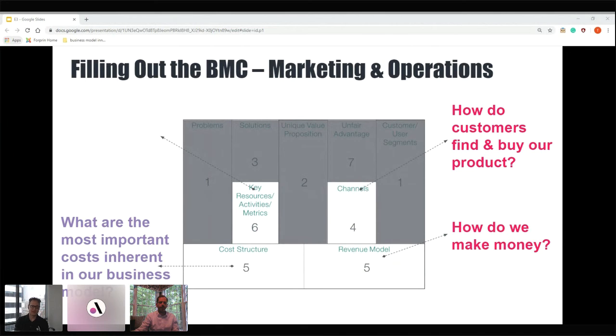Now, if you're a venture-backed company, that may not be the case, because what you're really trying to drive for is market share rather than profit. But basically, the unit economics have to work out, and that's where you work between the revenue and cost structure boxes. Now, Scott's going to talk a little bit about KPIs and why that's important.